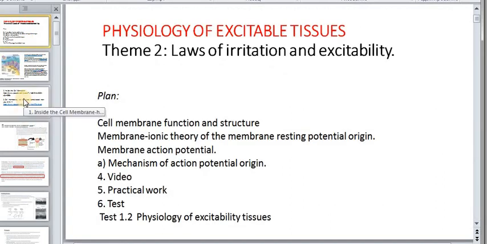And the second part of our practice for today, you should finish your first test of this semester. It is a test about the topic physiology of excitable tissues. So let's see you and hear you at the next practice. Bye bye.